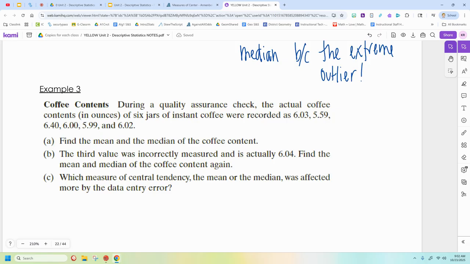The third value, 1, 2, 3, this one right here. That third value was incorrectly recorded and is actually 6.04. Find the mean and the median by switching it out, right? So you're going to switch it out and do it again. And then which measure of central tendency was affected more by that data error? Okay, so you got 4 calculations to do. On your mark, get set, rock and roll.